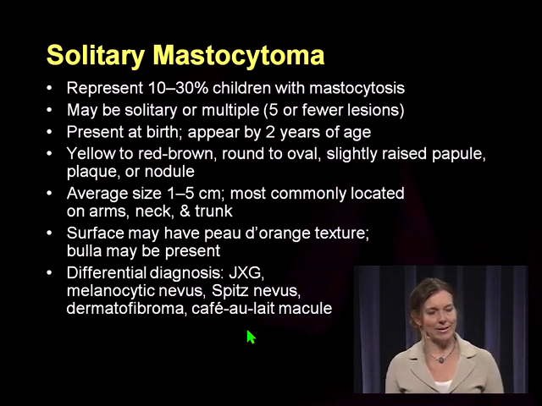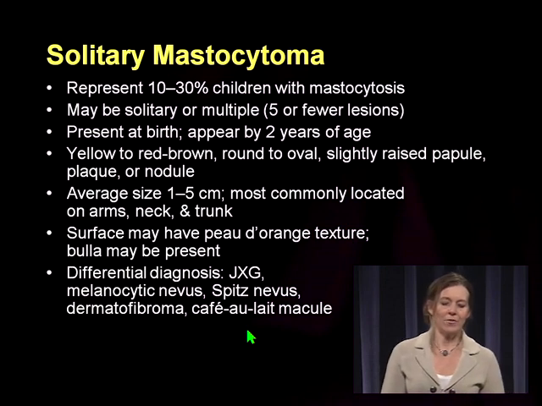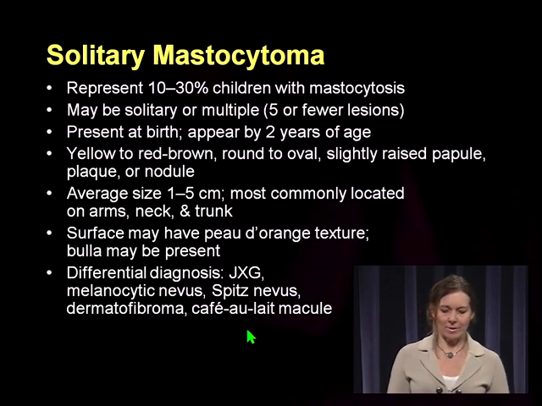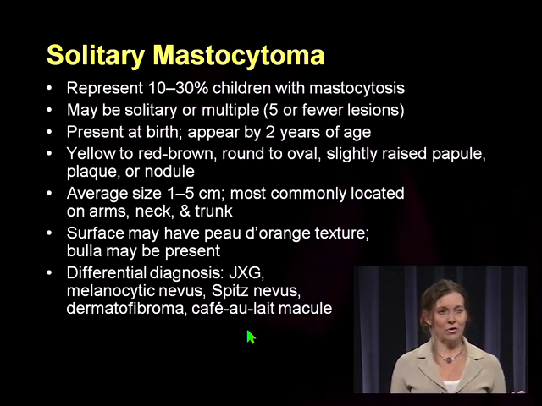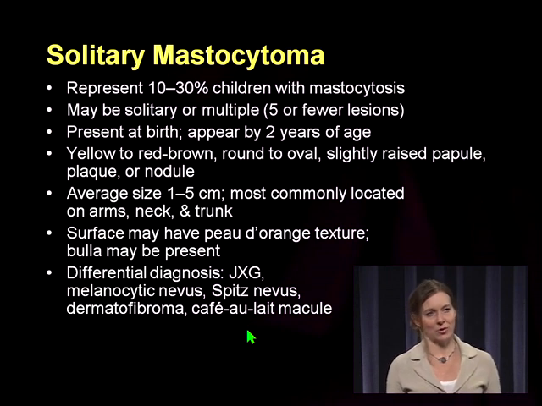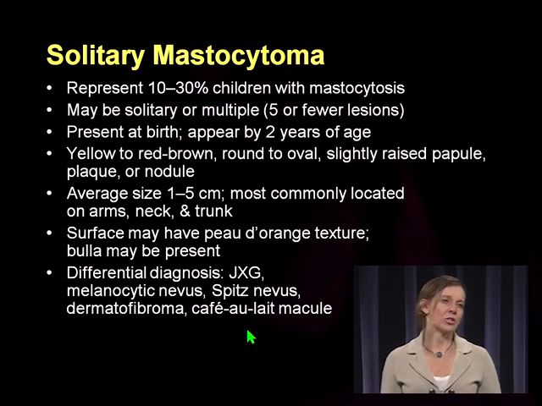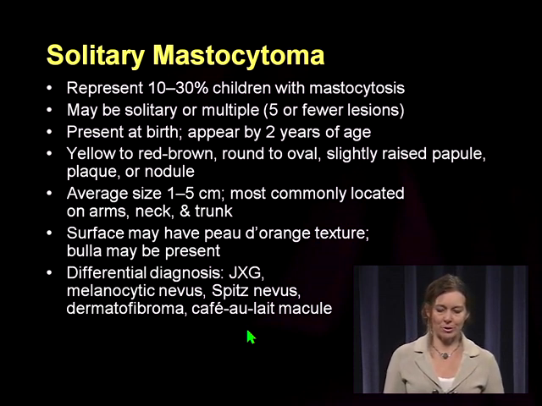Again, it's going to vary depending on your underlying skin tone, but they can be yellow to red-brown. They tend to be round or oval. They're usually slightly raised, vary in size, usually between about 1 and 5 centimeters, and they're most commonly located on the arms, trunk, or neck. If you look closely, the surface may have what we refer to as a peau d'orange or orange peel texture. And sometimes if the lesions are stimulated, you may see an overlying blister or bulla. The typical things that would enter your differential diagnosis would include juvenile xanthogranulomas, melanocytic nevi, Spitz nevi, dermatofibromas, or cafe au lait macules.